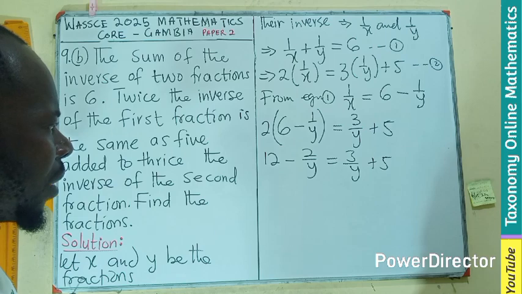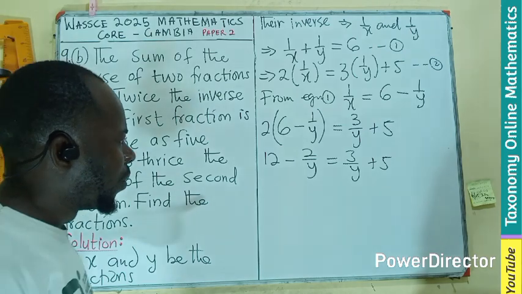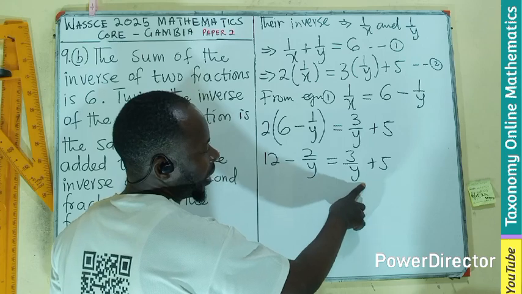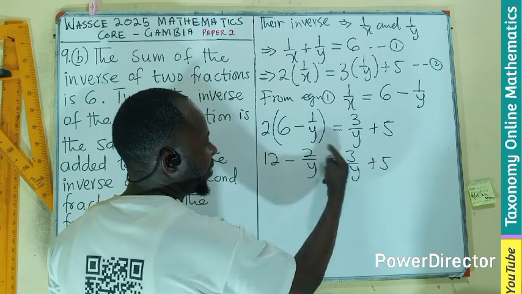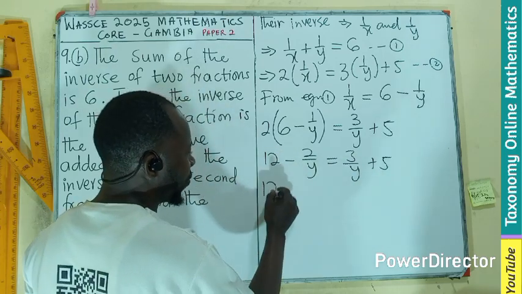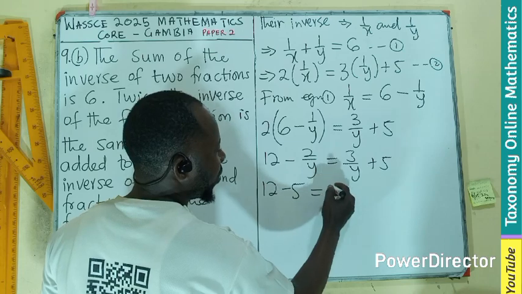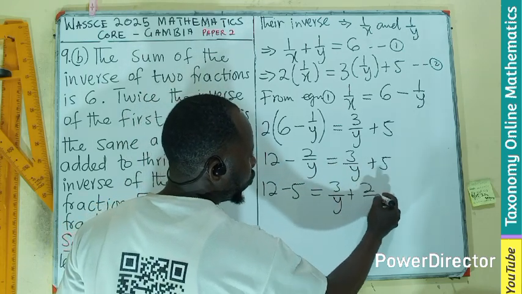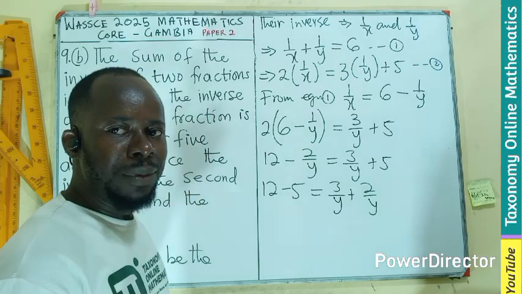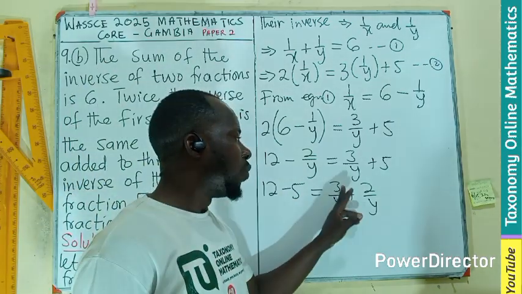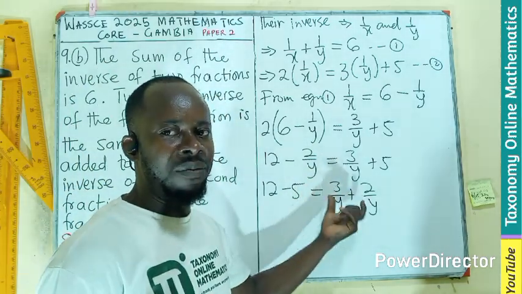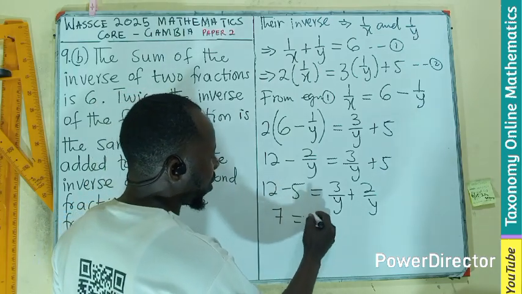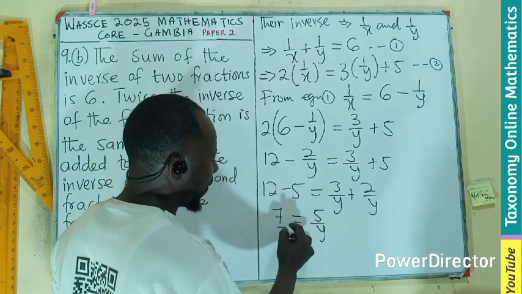I'm going to group like terms, right? In grouping like terms, if this goes here, it becomes positive. This comes here as negative. So 12 minus 5 equals 3 on y plus 2 on y. Same denominator, y. We add the numerators, making 5 on y. So this is going to be 7 equals 5 on y.